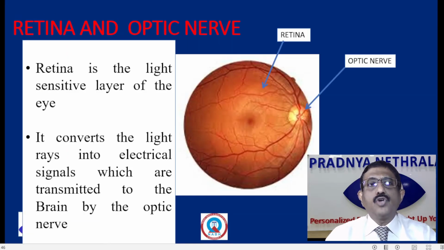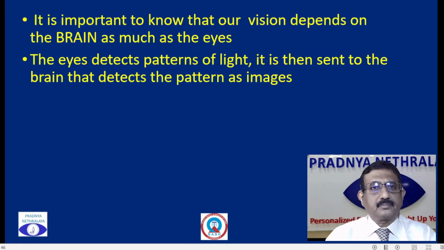The retina and the optic nerve. The retina is a light sensitive layer of the eye. It converts the light rays into electrical signals. These signals are transmitted to the brain by the optic nerve.